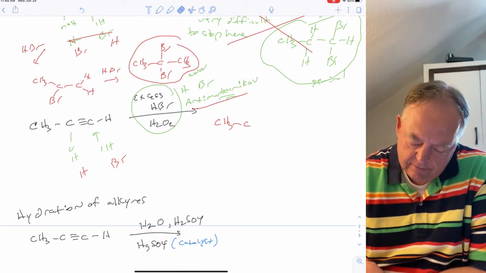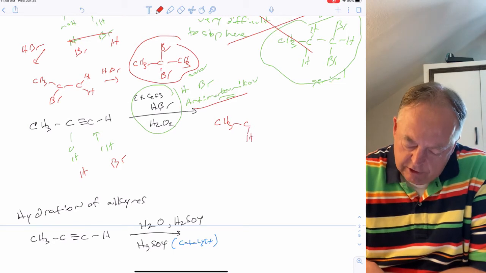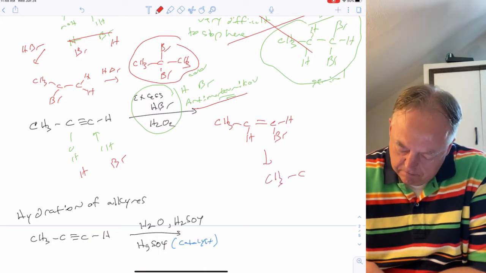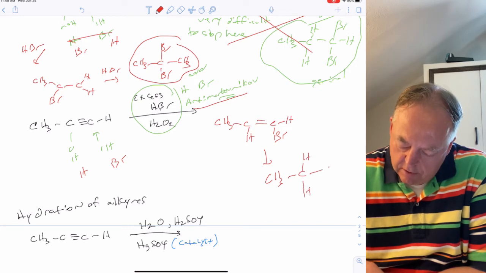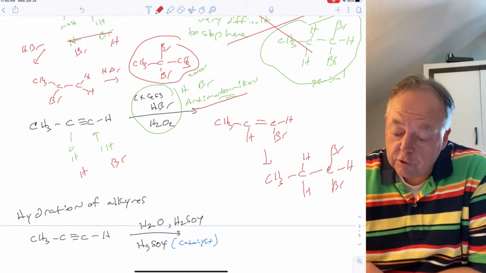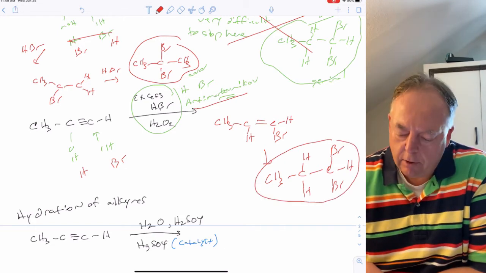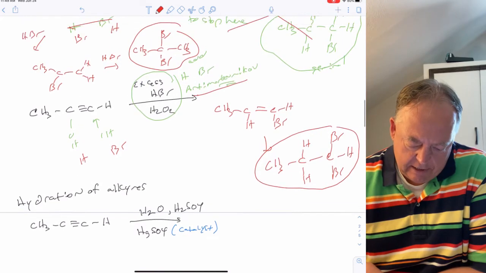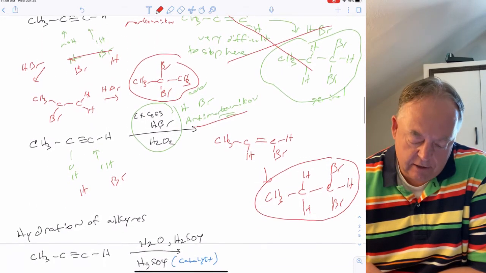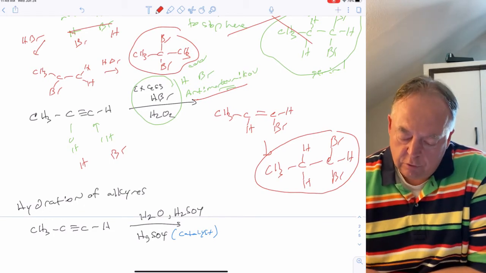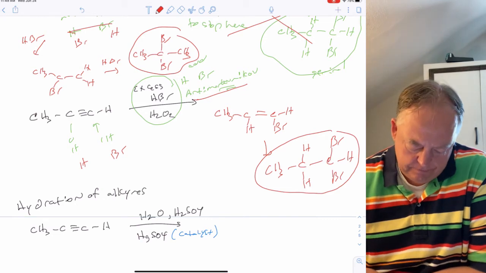Doing it backwards again. So H goes there, bromine goes there, and then you do that again. So now 2 hydrogens go there, and 2 bromines go on the first carbon, the one with the most number of hydrogens, and that would be your major organic product. And so again, in all of these reactions, it's difficult to stop it at the alkene, so you should just recognize you're just going to do this reaction twice, and as soon as you make the alkene, it's going to react again.